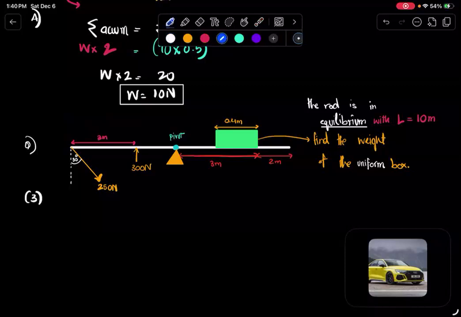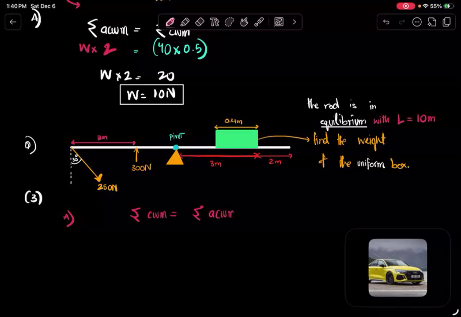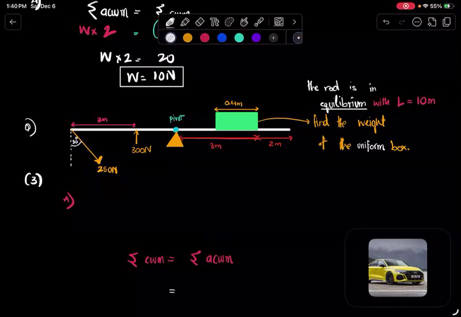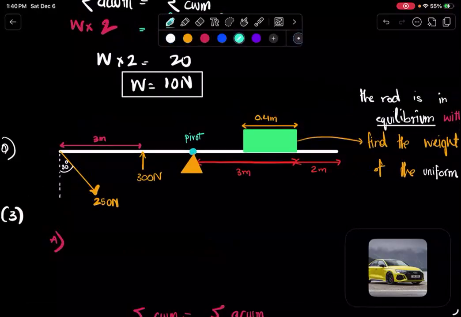Again, if you read the word equilibrium, what should immediately come to your mind is that the sum of clockwise moments is equal to the sum of anti-clockwise moments. That's the first thing that you should write. Even just writing this might get you a mark. Now, what are the anti-clockwise moments? Let's first write those down. This force is going to make the bar turn like this, so this is a clockwise moment.